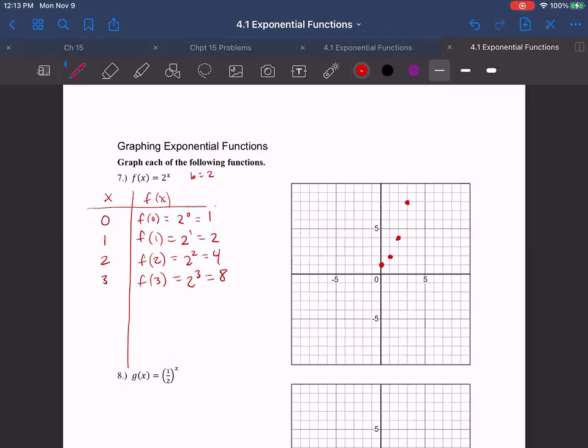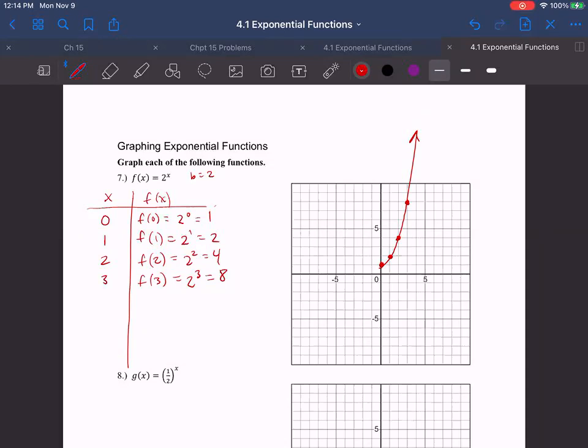And you could keep going. You could go 2 to the 4th. That would be 16. You're going to be way up here. And then 2 to the 5th would be 32, and we're up off the top of the page there. So on the positive side, it's essentially just going to blow up real fast and get going up really, really fast, faster than it moves to the side. So it'll get very, very steep.